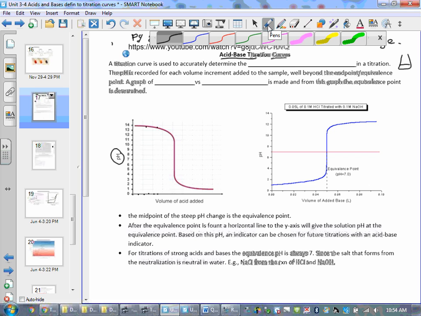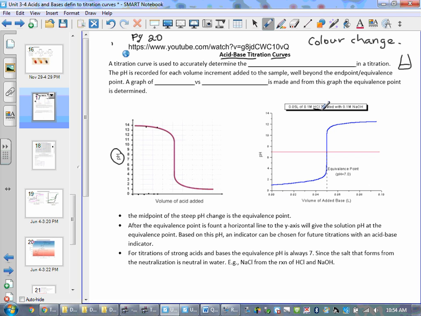Okay, so that was an acid-base titration. So that would be kind of like this curve here. So we've got hydrochloric acid titrated with NaOH. So in our little Erlenmeyer, we've got our HCl. In our burette, we've got our NaOH.